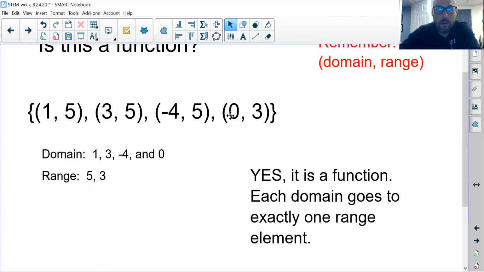With these 4 ordered pairs, the domain elements, the x's, only go to 1 y. Now I know that a lot of things are going to 5, but that's okay. 3 goes to 5, 3 doesn't go anywhere else. It's the x going to the y. It has to go to 1 y only.